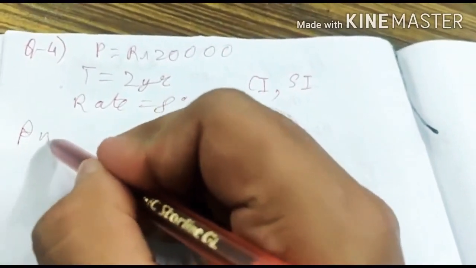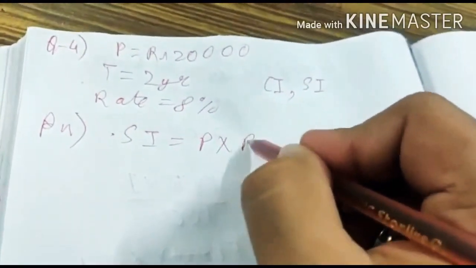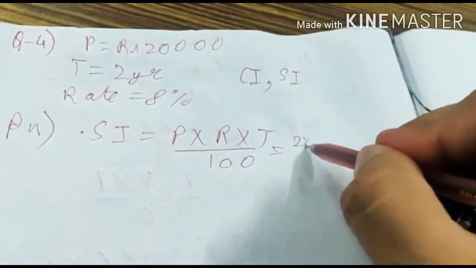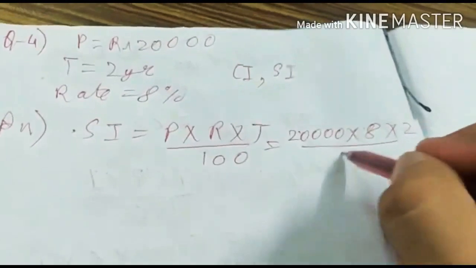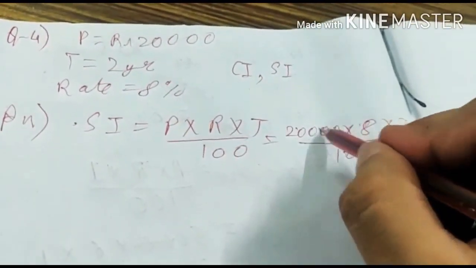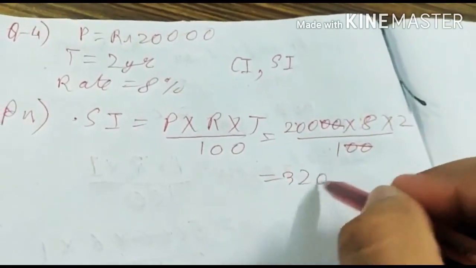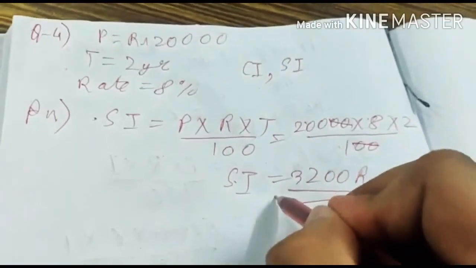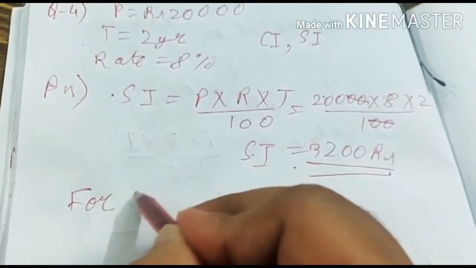So proceeding with the SI part first. SI has a formula P into R into T upon 100. Here P is 20,000, R is 8 into 2 upon 100. This is reduced. So 16 into 2, 32, 100 rupees. This is the SI. Now we'll calculate the compound interest for CI.